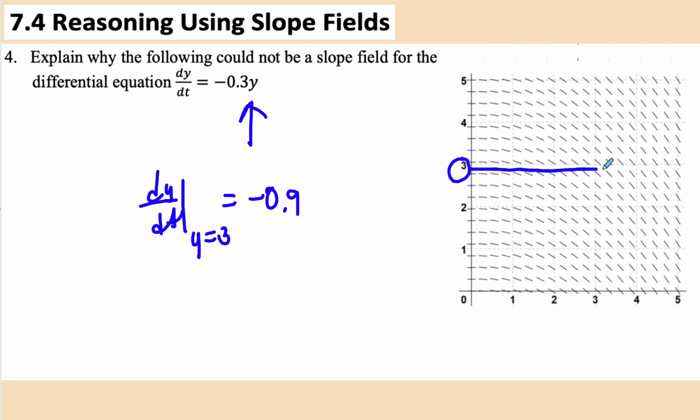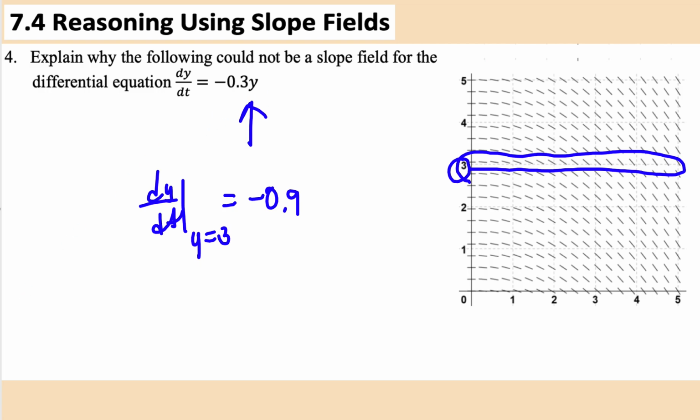Now look at all of these points right here. All of these points have the same thing, y is equal to 3, yet every single one of them doesn't look like they're the same. They don't look like they're -0.9. So that's why this picture does not represent this differential equation.